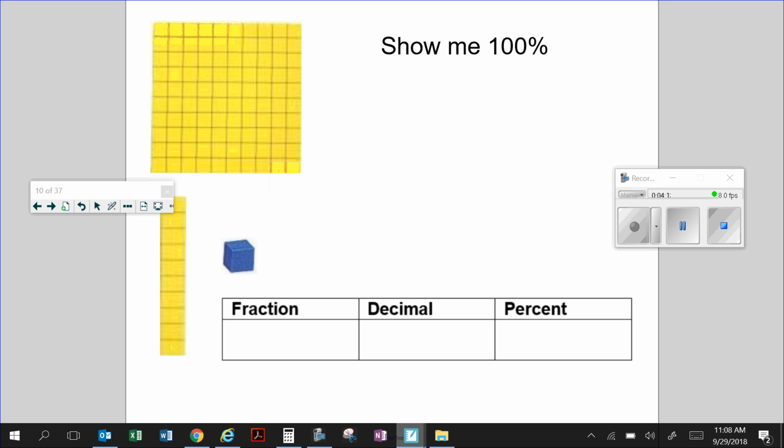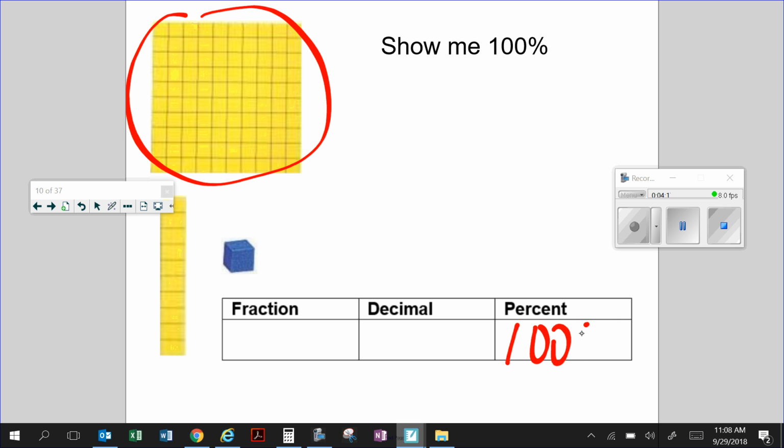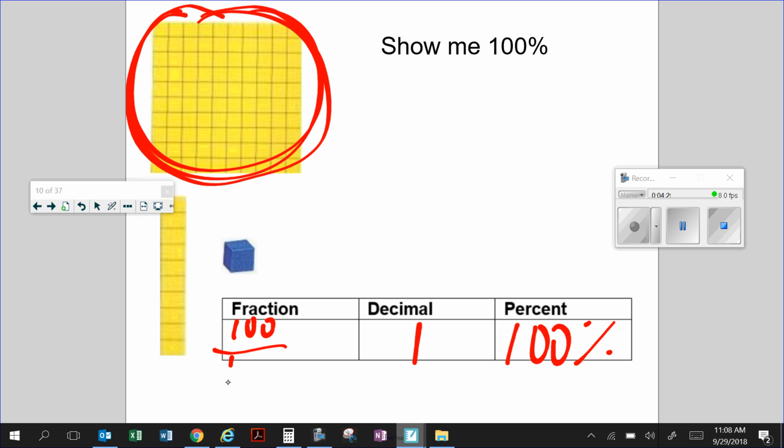Show me 100%. Well, that'll be all of this. So 100%. This represents one whole. This represents tenths, these represent hundredths. So this is one whole. So what fraction is that? Well, it's 100 out of 100, or one whole.